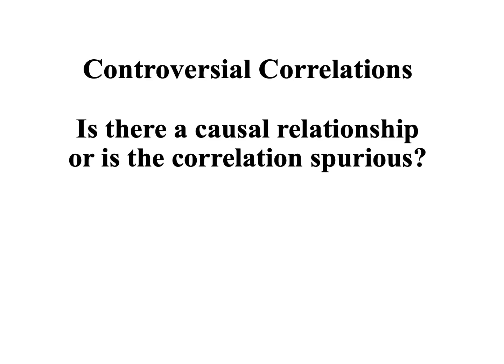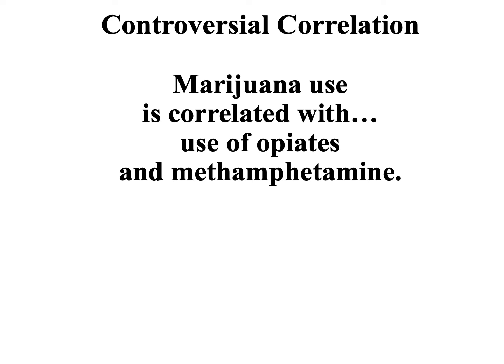In the real world, we run into some pretty important correlations, but these correlations can be controversial because there is disagreement about whether these correlations are causal or not. The definition of cause can help us to sort things out. Here's a controversial correlation. Research has consistently shown that marijuana use is correlated with use of opiates and methylphenidate. So the controversy is this. Does marijuana use cause the use of opiates and methylphenidate? Or is the correlation spurious?